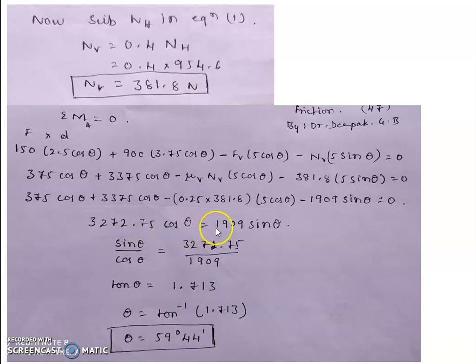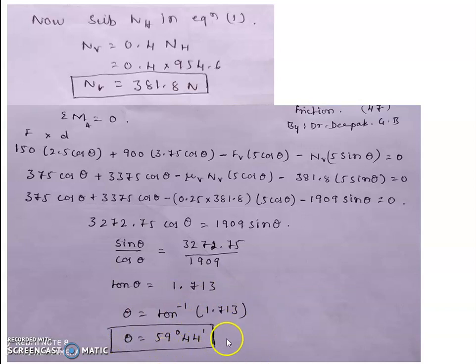And this equation reduces to this form, that is 3272.75 cos theta is equal to 1909 sin theta. I will take cos to this side and 1909 to this side, then it works out to be sin theta by cos theta is equal to 3272.75 divided by 1909. Sin theta by cos theta is tan theta. This fraction works out to be 1.713. Then theta is tan inverse 1.713. Theta works out to be 59 degrees 44 minutes.